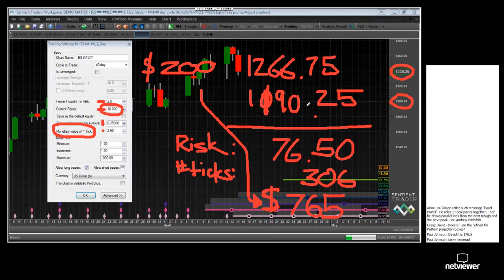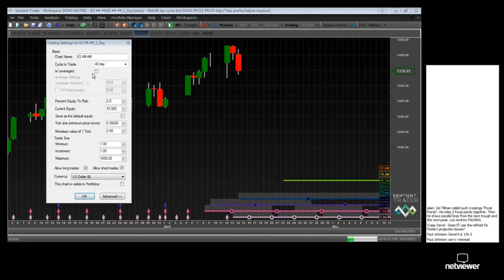This trade represents a risk, if you bought only one contract, of $765. Okay. So does everybody understand why Sentient Trader is still not performing any trades? Okay, it's because it simply cannot afford to. The level of risk that it's taking according to this cycle is too great.